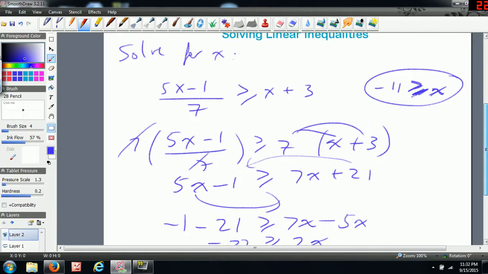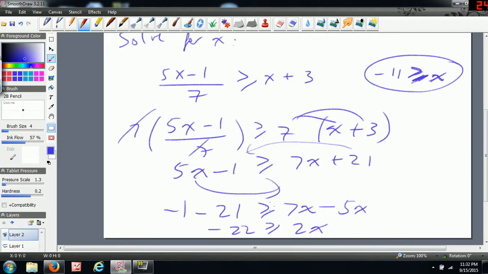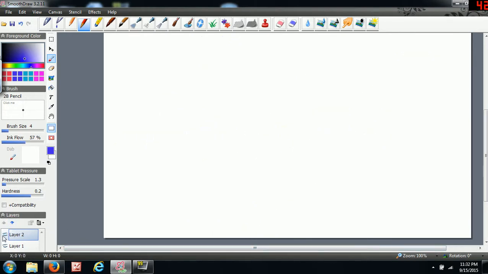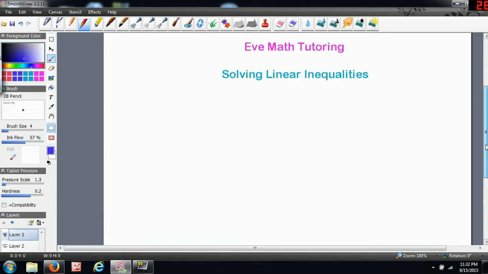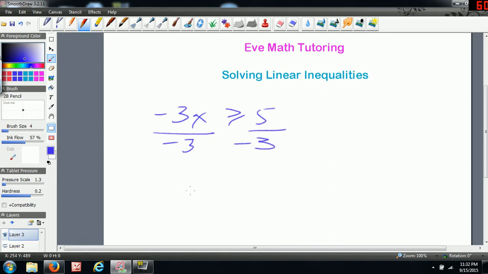So it's the same idea for every inequality. Something to keep in mind with inequalities, if you ever at the end divide your answer by a negative, I'll just show you what I'm talking about here. So say you solve the question, and at the end you have negative 3x is greater than or equal to 5. And if you divide by a negative, you have to flip your inequality. So that's very important to remember, okay?